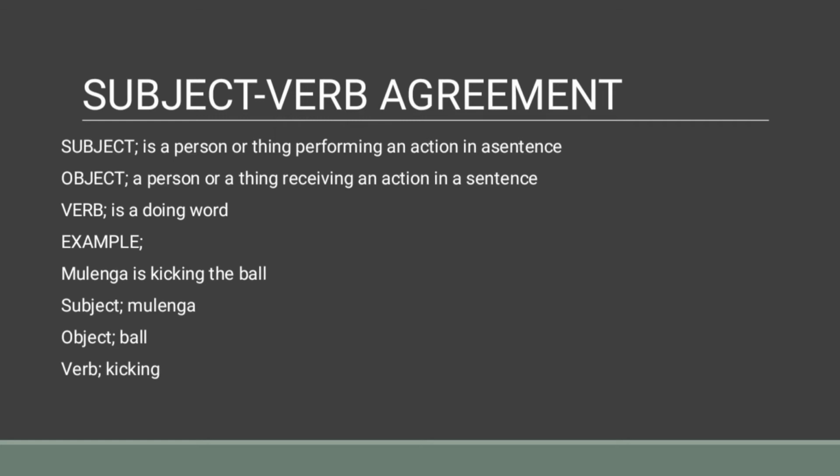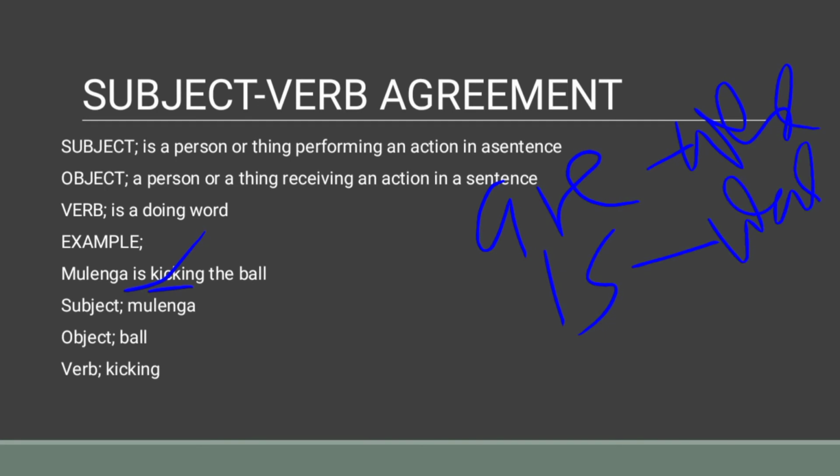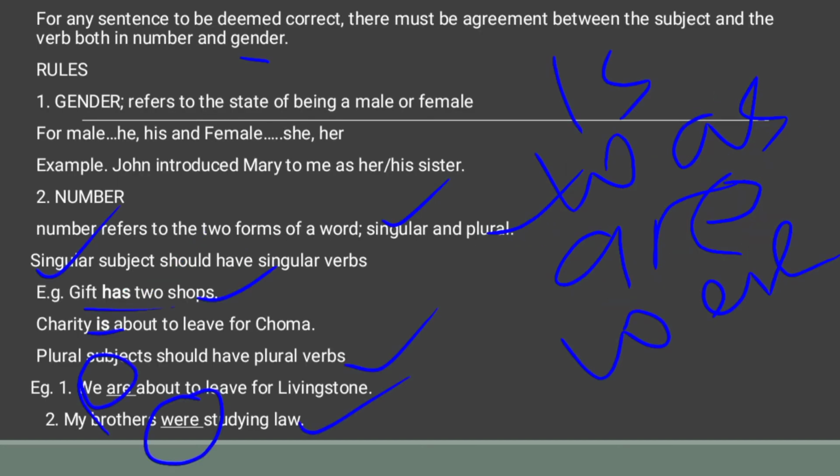The main verb is what? Kicking. But what is coming just before kicking is what? Is. So, is is our auxiliary verb in that case. Other auxiliary verbs that we have include are. In the past, we say were, as I have said. Is, in the past, we say was. These are some of the auxiliary verbs that we have. I think you've understood now what an auxiliary verb is.